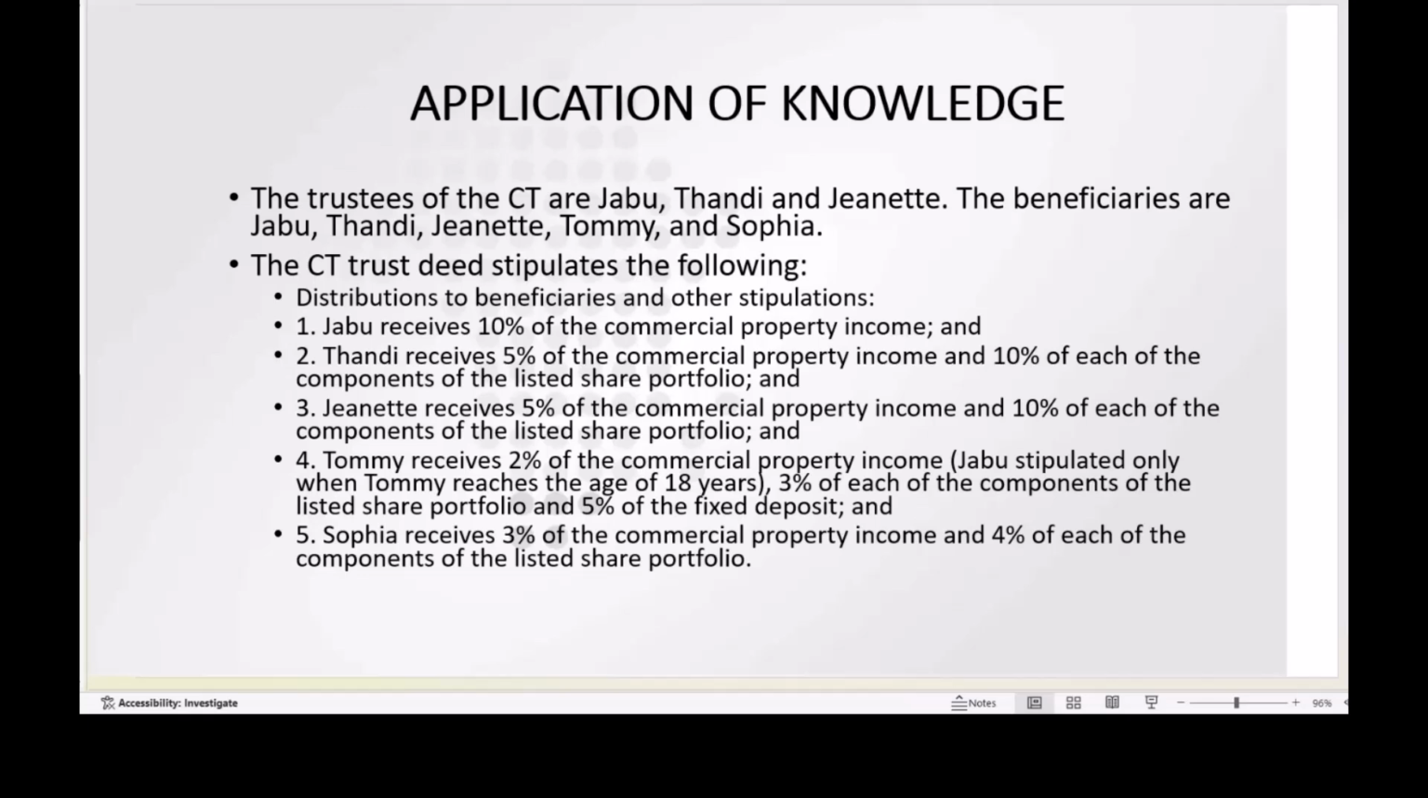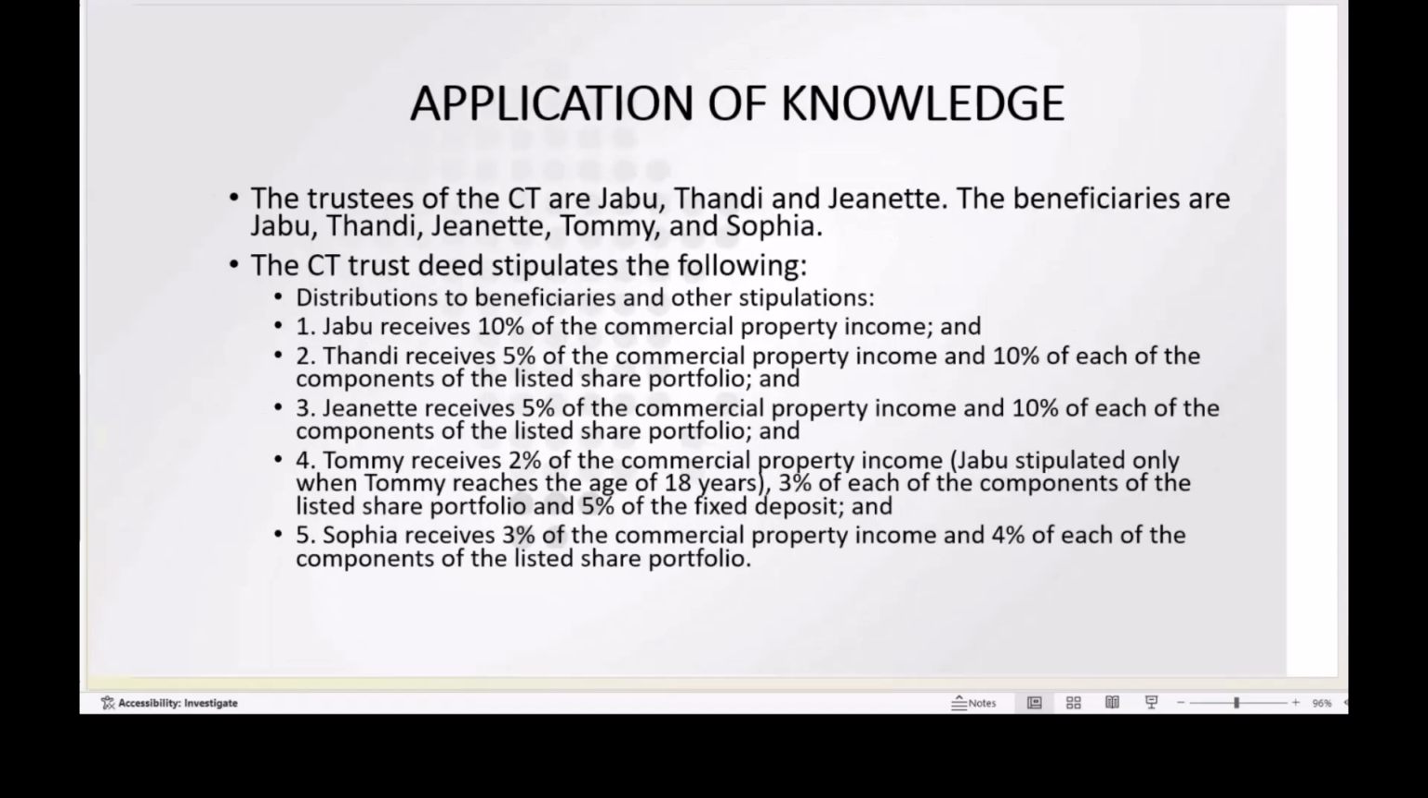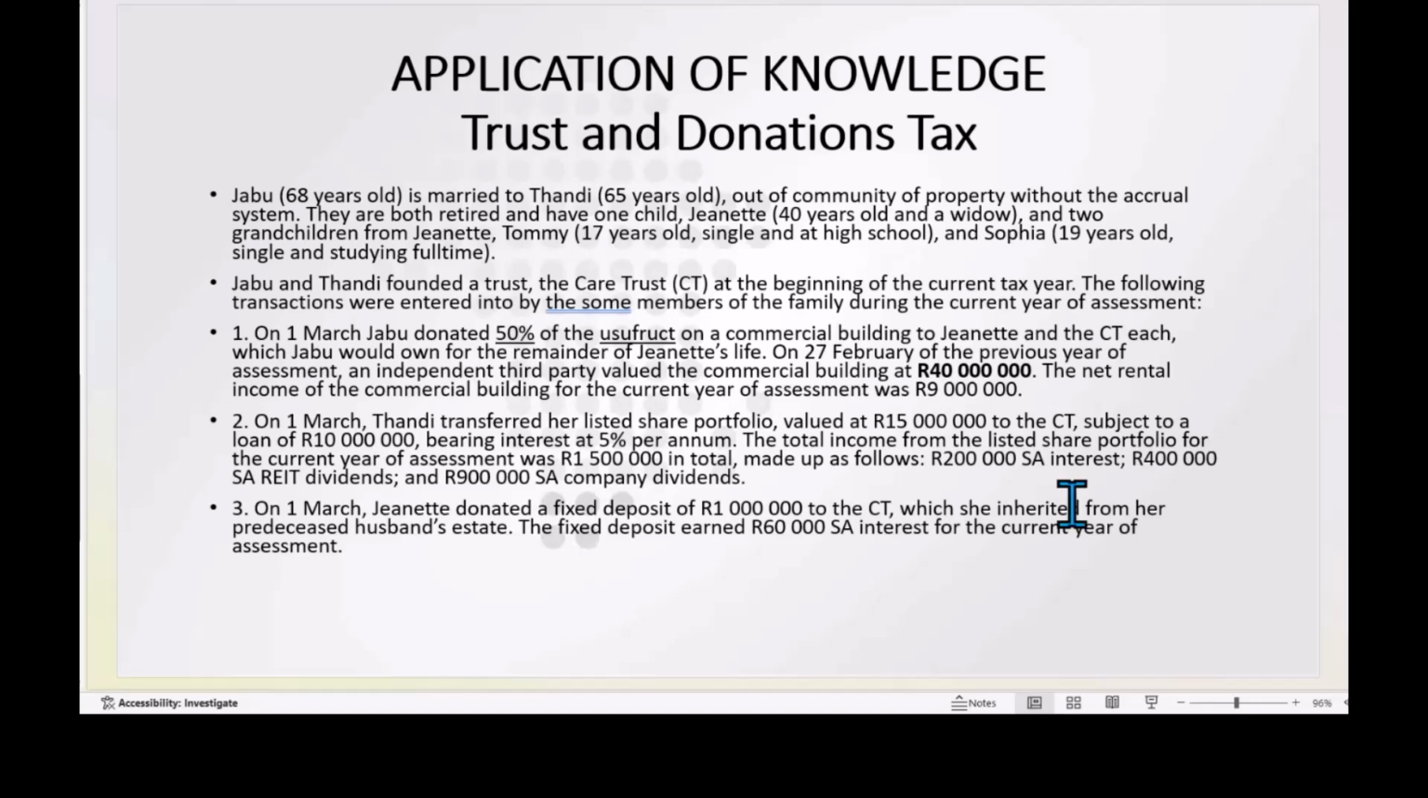The commercial property income, the 9 million, is it the 9 million times the 5%? Yes. That's 100% correct. And then with regards to the 5%, they told us that they received 1.5 million rand from that share portfolio. And then, because she's entitled to 10%, right? So we would then take 10% of the interest, 10% of the REIT dividends, and 10% of the 900,000 rand.